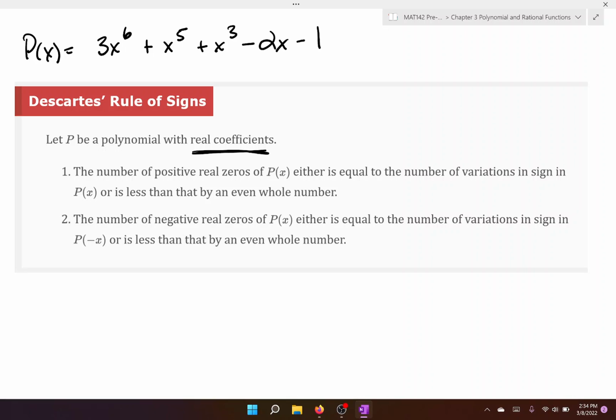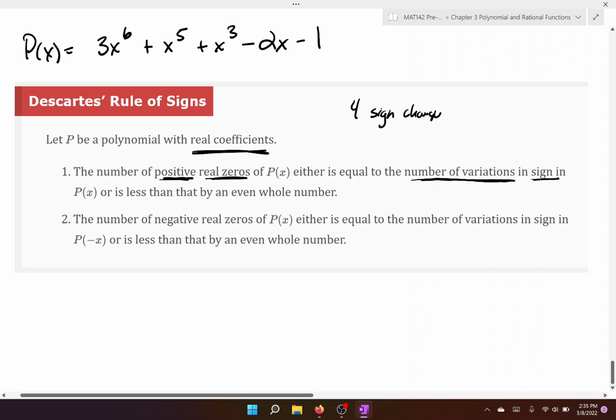So step one, the number of positive real zeros is either equal to the number of variations in sign changes, okay? And it's always going to be either that number or an even whole number that's less than that. So for example, if I had 4 sign changes, then that means I'm going to have 4 positive roots or 2 positive roots or 0 positive roots. So it always goes down by an even number, okay?